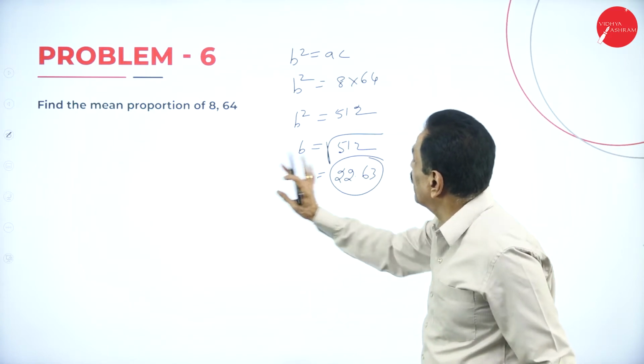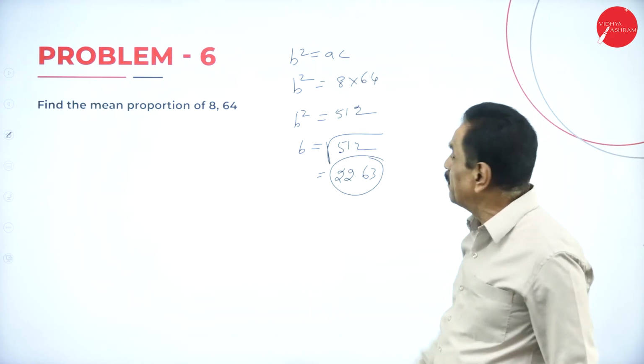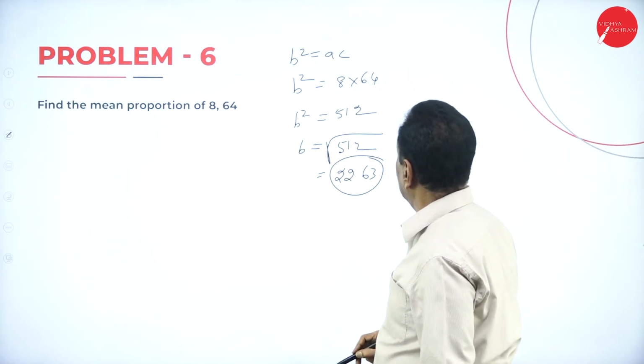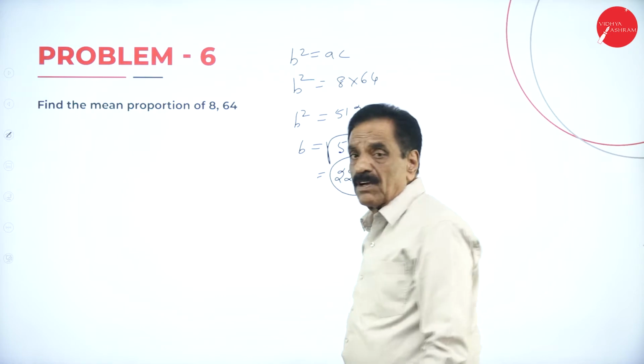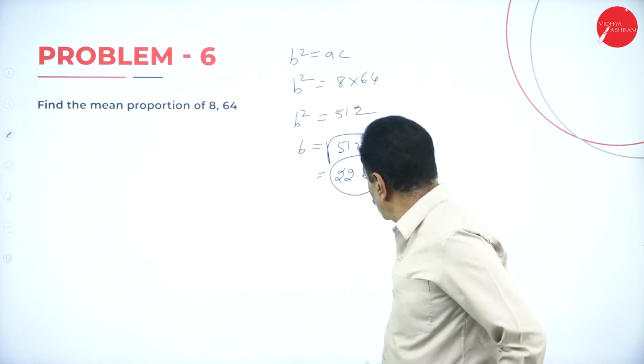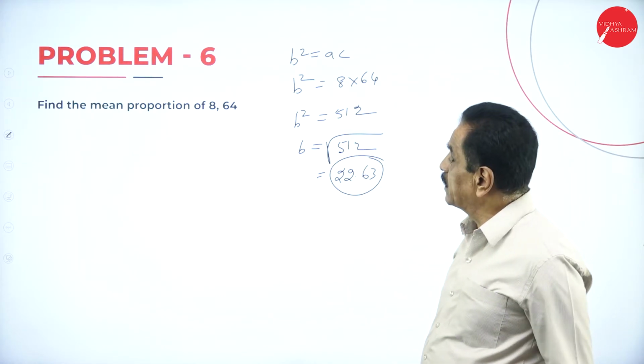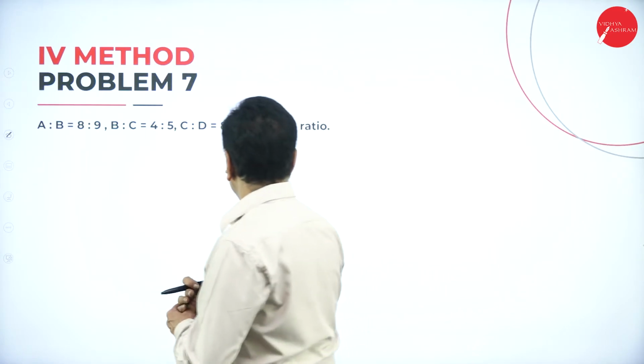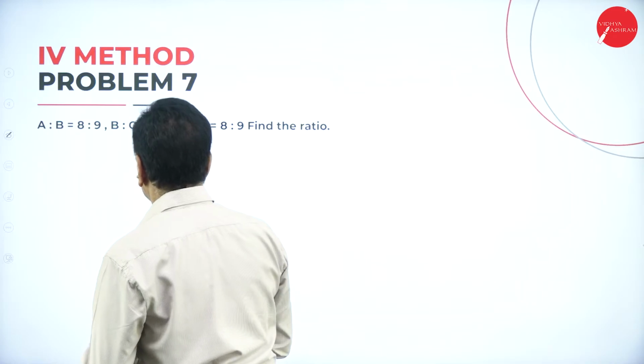So this is the way of doing it. B square is equal to AC, B square is 8 into 64, B square is 512. B is equal to the square root of this, 22.63.